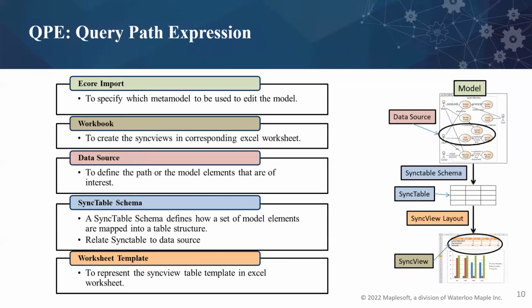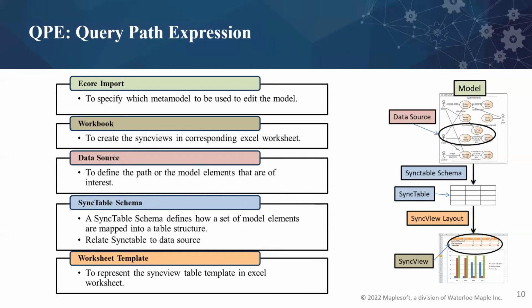The echo import is where you say which type of model you want to open in MapleMBSE. If you remember from my previous slide, I mentioned that we also have a connection to Rhapsody, a connection to Teamwork Cloud through Cameo, and also to Capella. So echo import is where we define if we want to work with a Capella model or a SysML model, and so on.